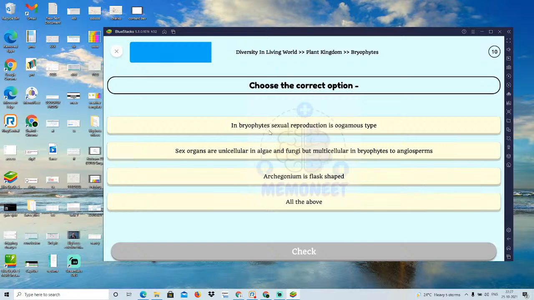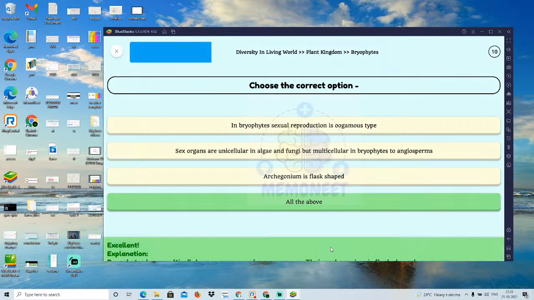Yeah, in bryophytes, the sexual reproduction is oogamous type because the antherozoids are motile, right? They are flagellate. They move to the single large egg that is produced by the archegonium. So they are oogamous type. This is true. Sex organs are unicellular in algae and multicellular in bryophytes. We haven't studied angiosperms yet, but they are multicellular in bryophytes. That's true. Archegonium is flask shaped, that is also true. It's all the above. Okay, sure.